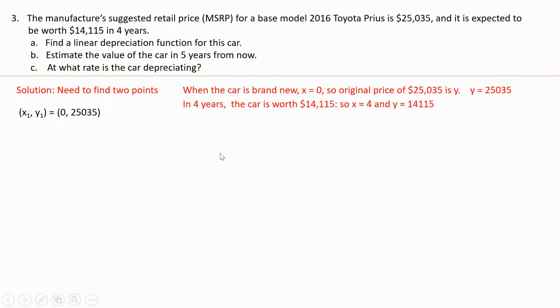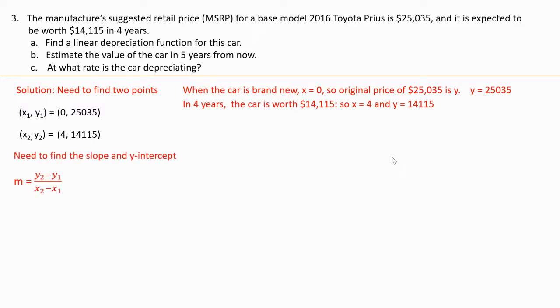Now, the second step, in 4 years, right? In 4 years, the car will be worth 14,115. So x equals 4 and y equals 14,115. So that's my second point. It will be (4, 14,115). Now we're going to find the equation, how we did it, I believe, in problem number 1. Given 2 points, find the equation of the line in slope-intercept form. But the only difference from problem number 1 is that this is a word problem. Okay, so I need to find my slope and the y-intercept.